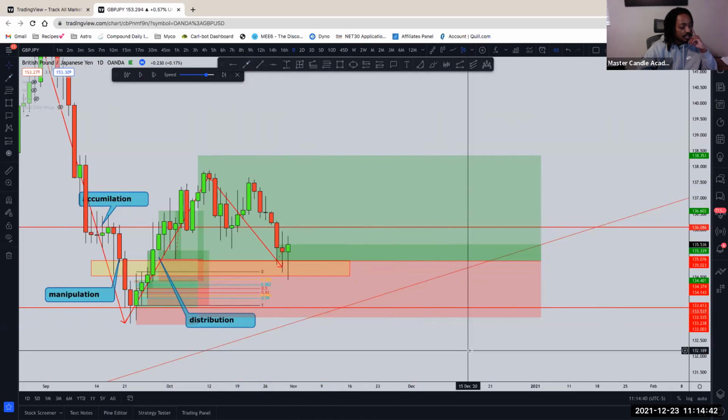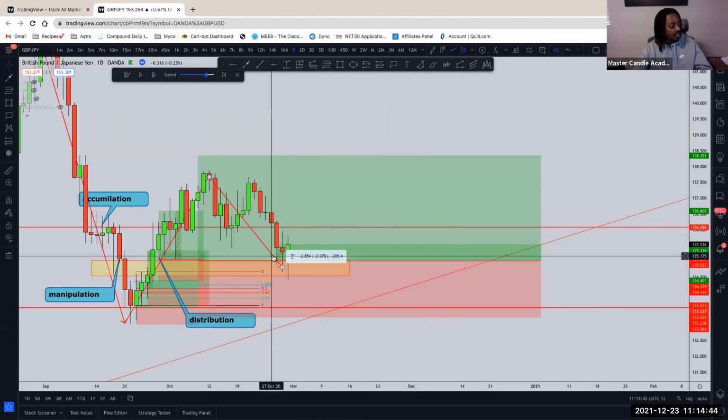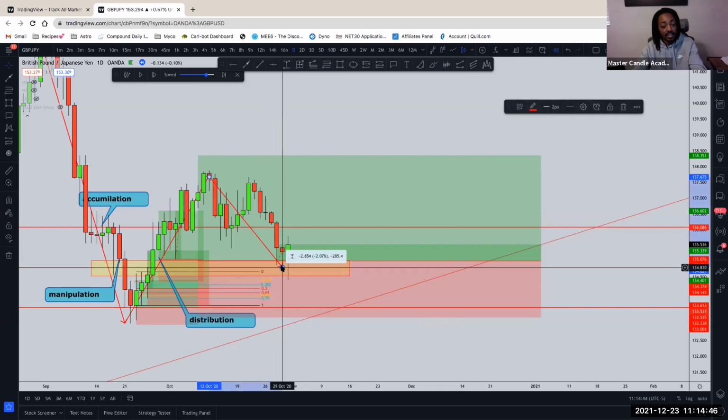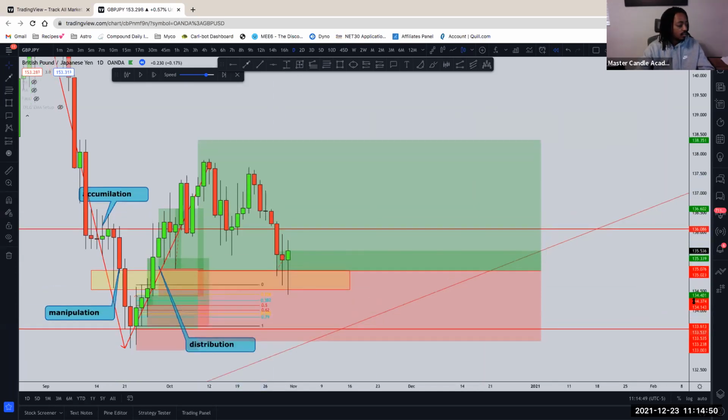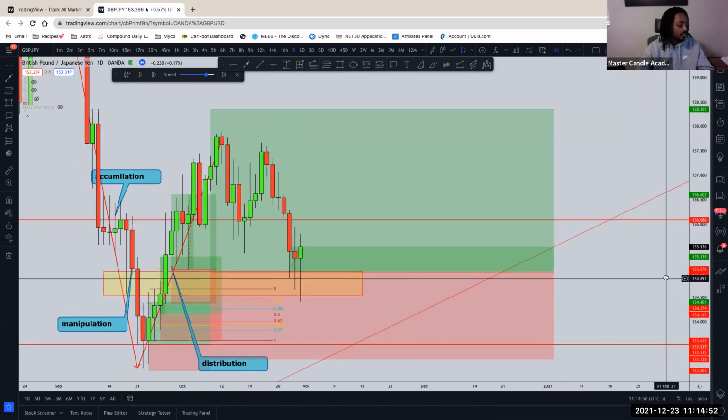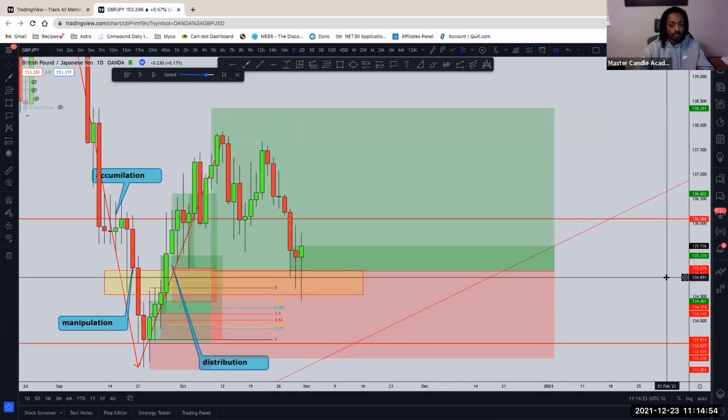All right. Now, does anybody see a candlestick pattern that indicates a reversal? And if so, what do you see? Renee, you are on it.